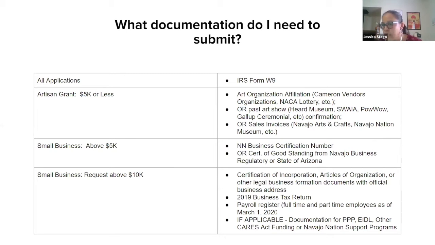But if you are a sole proprietor and you want to ask for more than 10,000, your best bet is that you've filed your tax returns with a Schedule C. And so your 2019 tax returns should suffice for legal documentation. But that's under review right now. Haven't gotten a complete answer on that yet. But if you are asking for more than 10,000, either way, you do need to file your 2019 tax returns, your business tax returns, however you did that.